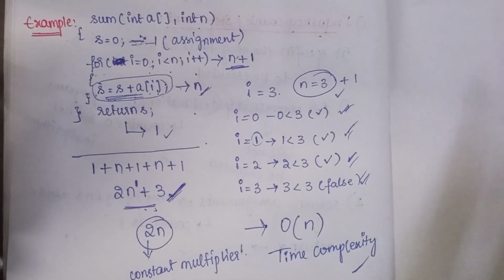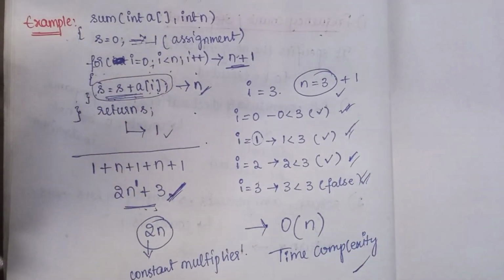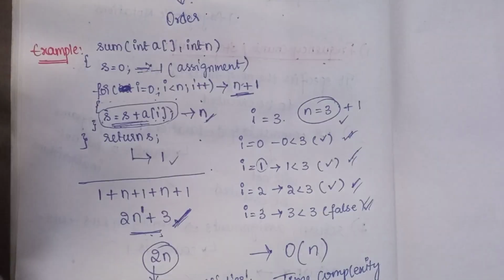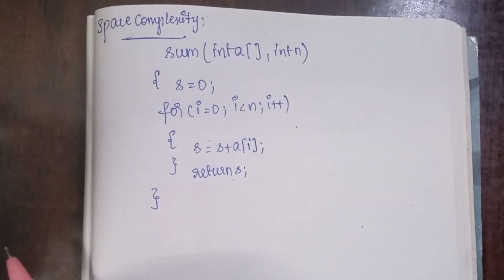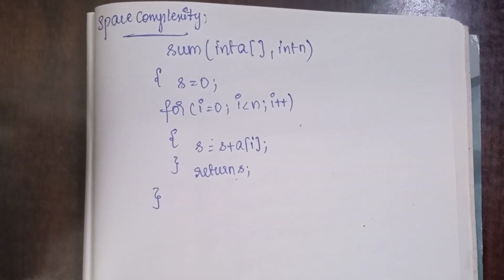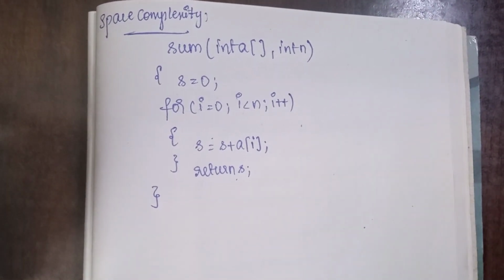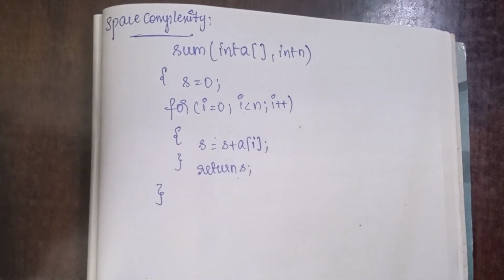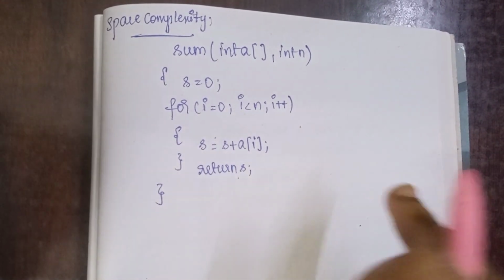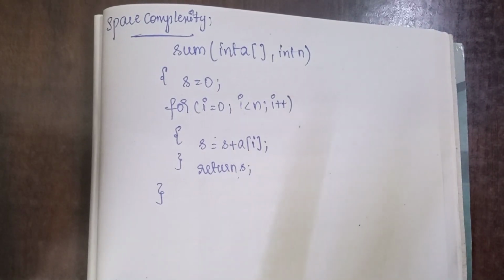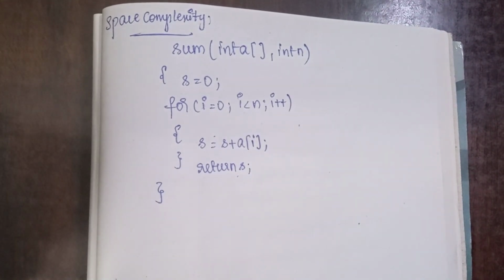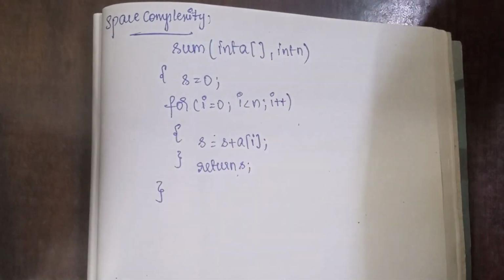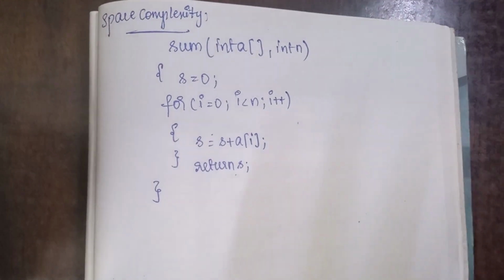So now let's calculate the space complexity of this particular algorithm. In the previous part, we calculated the time complexity. So now we need to calculate your space complexity. Space complexity can be calculated by analyzing the total amount of space occupied by the variables.